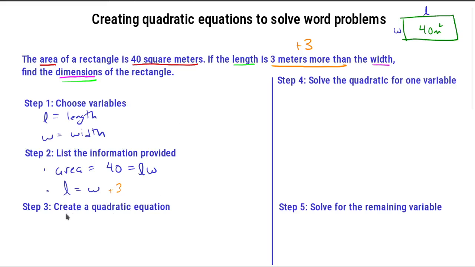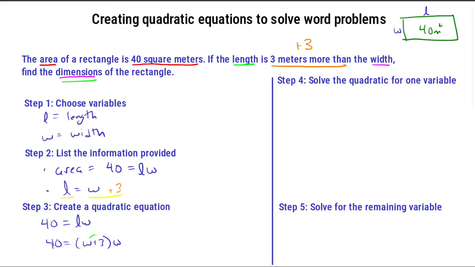And now we want to create a quadratic equation in one variable. Here we've got 2 variables flying around. We want to get rid of one of them to make a quadratic equation. So we go back to our area equation, 40 equals LW, and we use the fact that wherever we see an L, we can replace it by W plus 3 because those 2 values are equal. So we can replace this L here by W plus 3. Everything else stays the same. 40 equals W plus 3 times W.